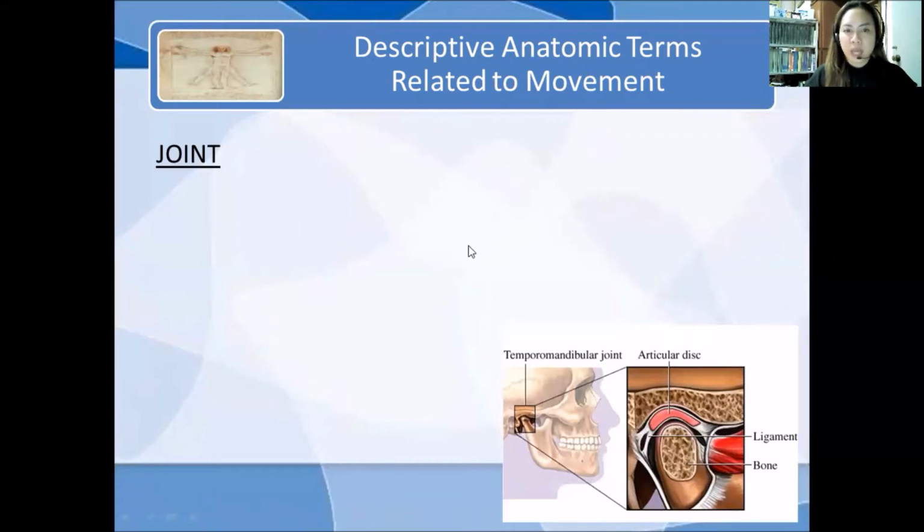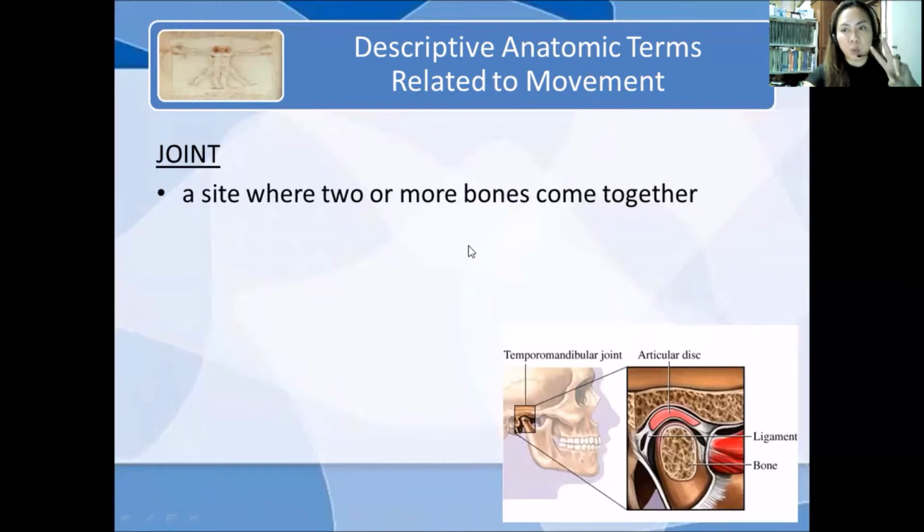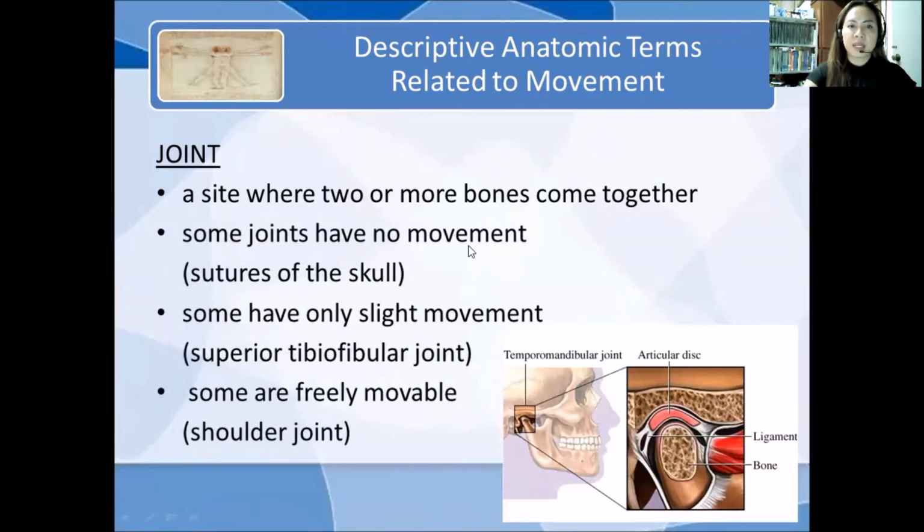Okay. So we have first the joint. Ano ba yung joint? It is a site where two or more bones come together. Remember ha? Two or more bones come together. We call that one a joint. Some joints have no movement, like the suture ng ating skull. Wala namang movement na nangyayari dyan. But still, that is a joint. Some have only slight movement. Merong konti lang. Like your tibiofibular joint. Others are freely movable, just like your shoulder joint. It's freely movable. You can move your shoulder joint.